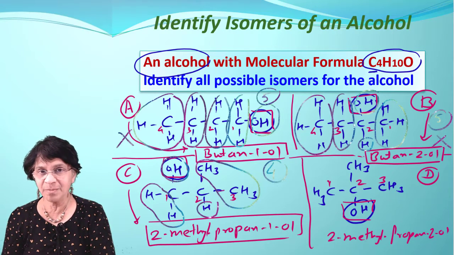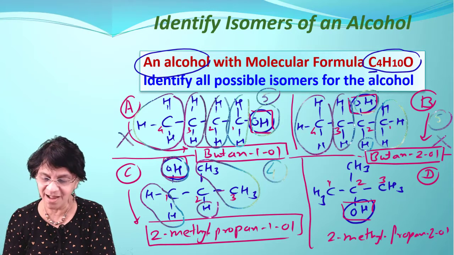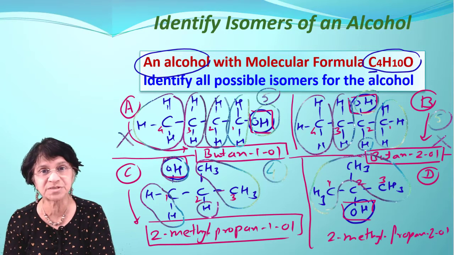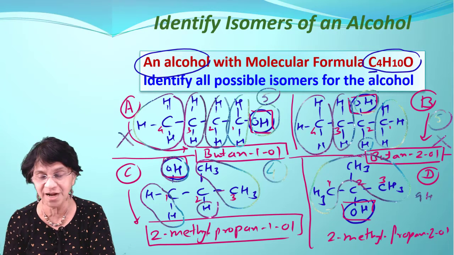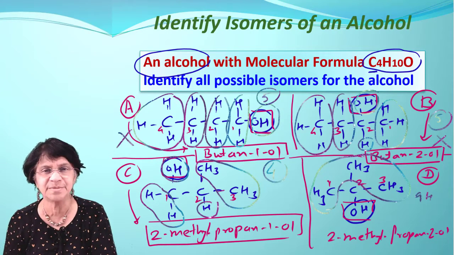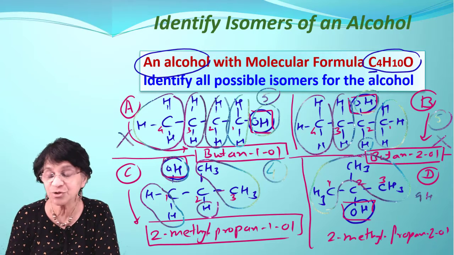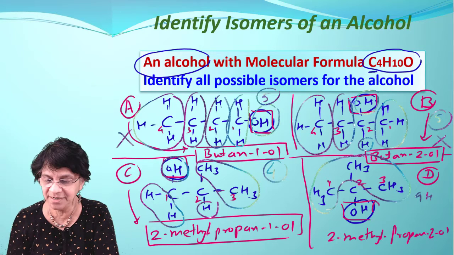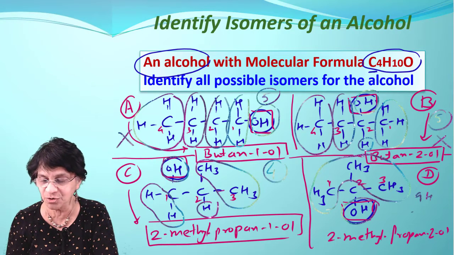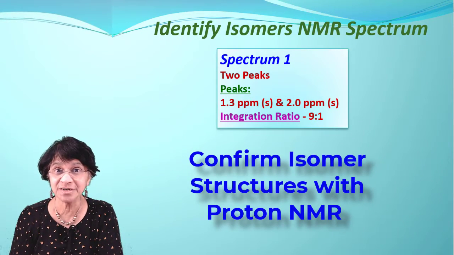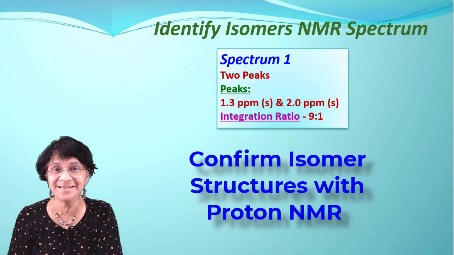Let's see what about compound D. Compound D has, if you look carefully, all CH3, 3 methyl groups corresponding to 9 hydrogen atoms. They all are symmetrical. They're hanging off the same carbon, fanning around that carbon. So they will give one peak, and then there is OH. So this is going to give you 2 peaks. So let's confirm our structures matching the NMR spectrum.